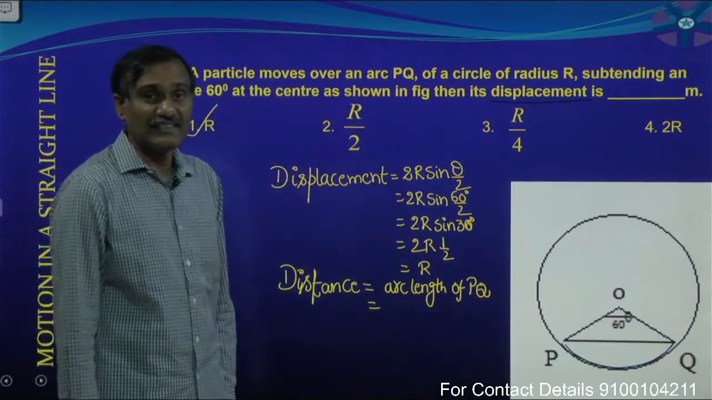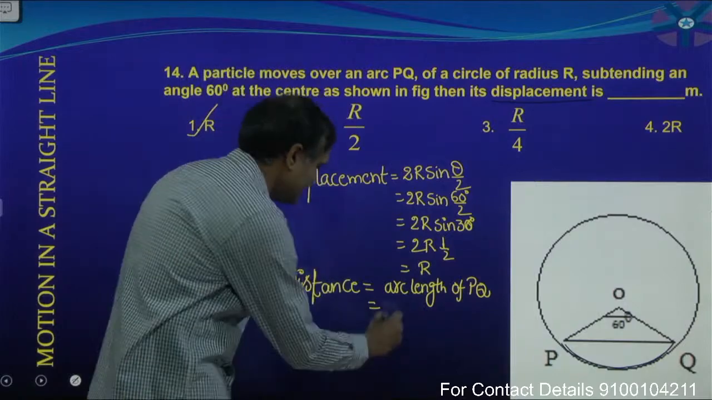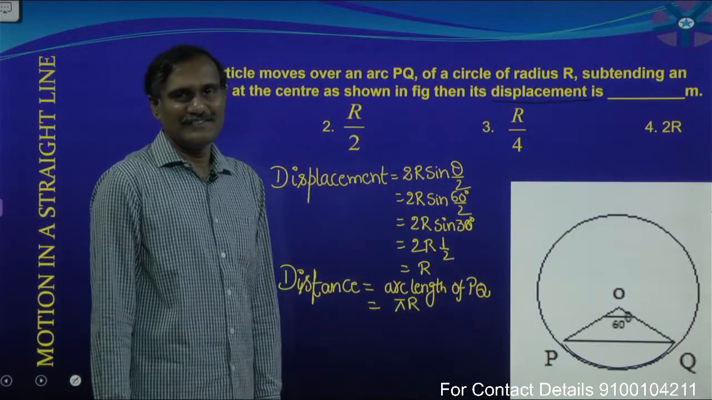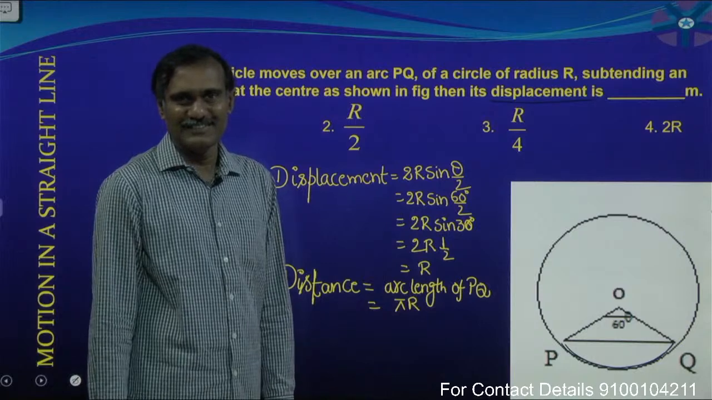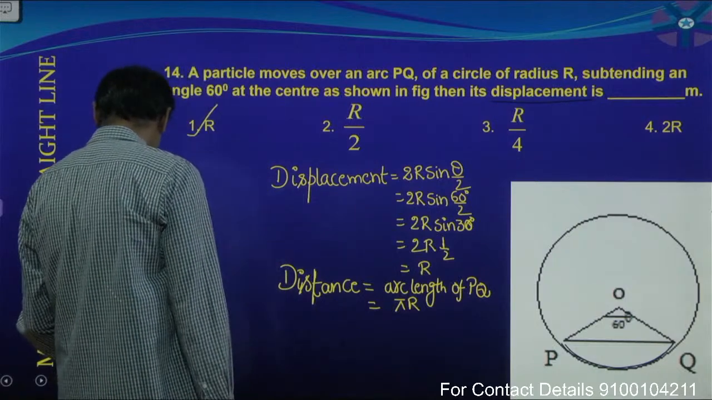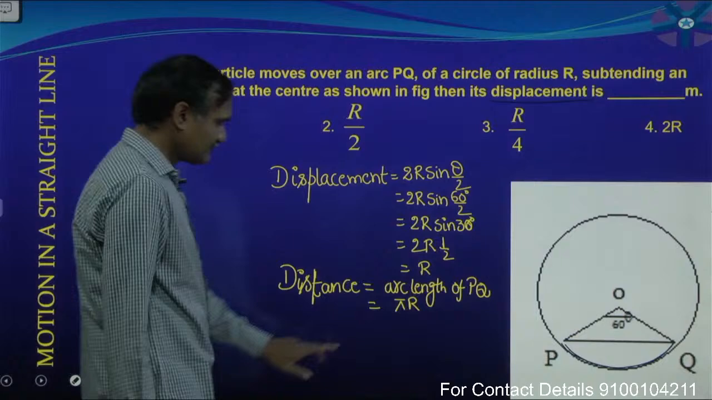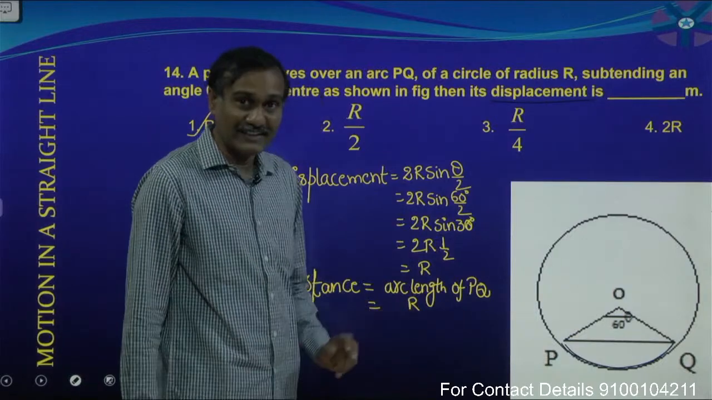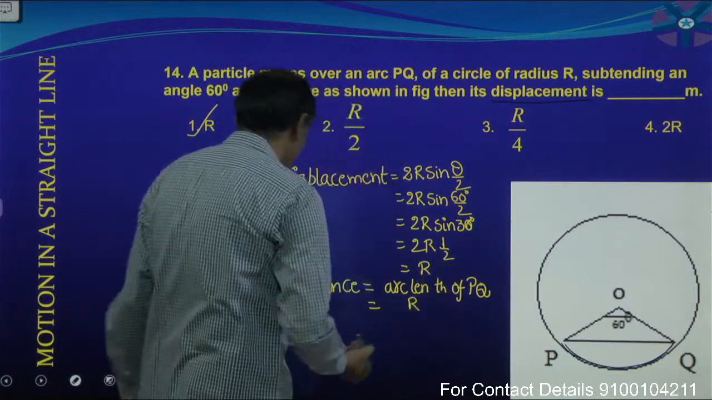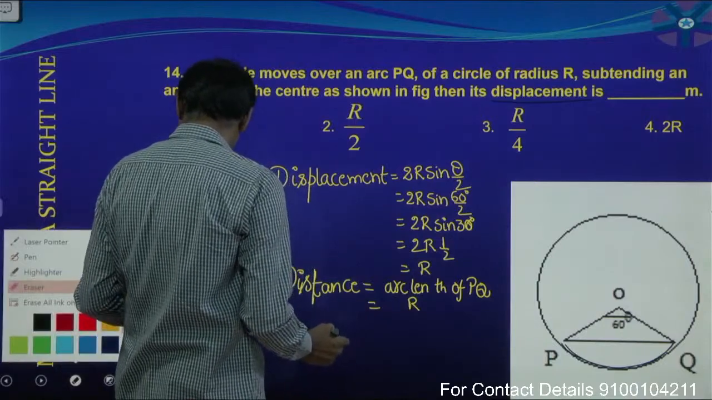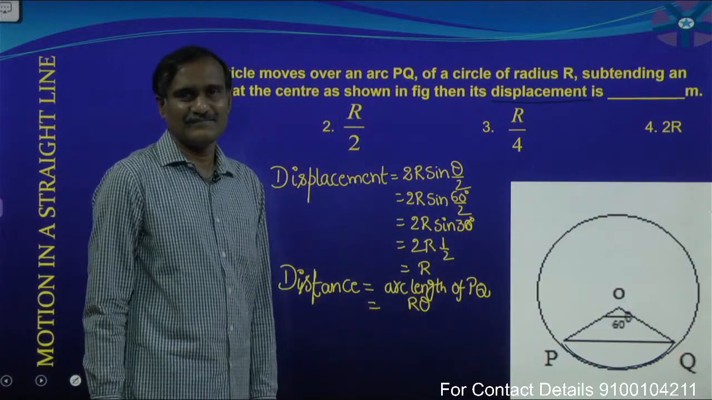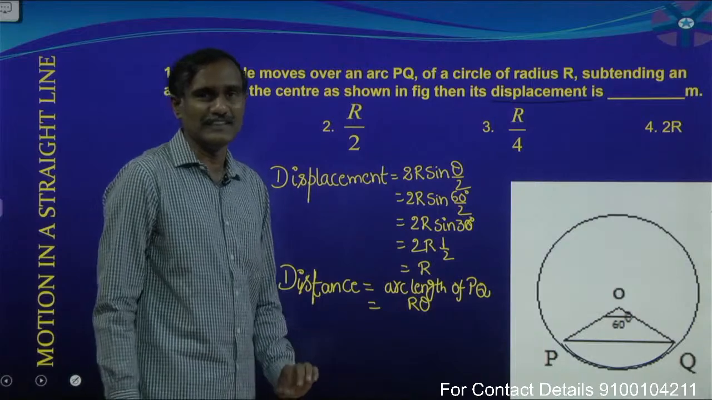What is its arc length? Yes, it is pi into R. Is it true? Is it pi into R? Okay, just observe that. I think it is wrong. How much is it? Yes, it is R into theta. Its arc length is equal to R into theta.